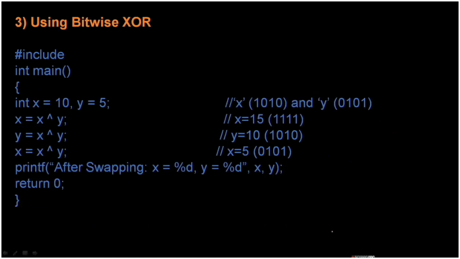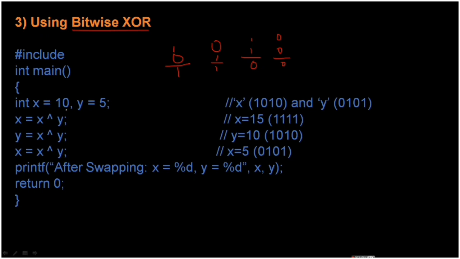Now the third one, which is a little bit complex. In this we will use the bitwise XOR operator. In the bitwise XOR operator, if we have 1 and 0, it will be considered 1. 0 and 1, it will be considered 1. But if it is 1 and 1, it will take 0, and 0 and 0 it will take 0. This is a little bit of explanation about the bitwise XOR operator.